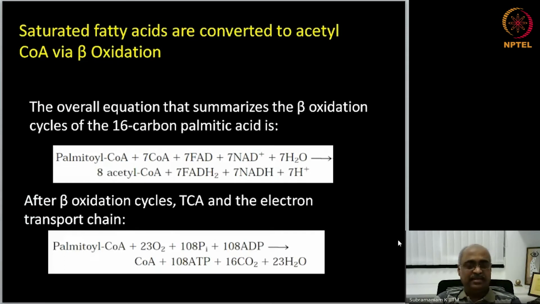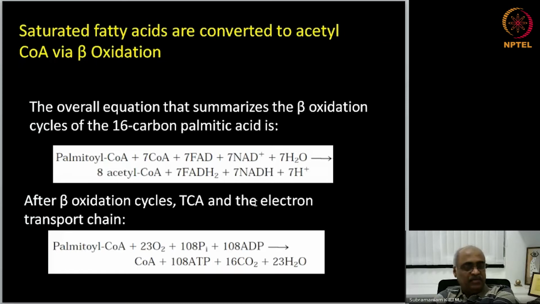So now let us take stock of the balance sheet here. The overall equation can be summarized this way: 1 palmitic acid, then 7 coenzyme A, 7 FAD, 7 NAD, then 7 water molecules. Remember the hydration step. This produces 8 Acetyl-CoA, 7 FADH2, and 7 NADH. So this will be the summary.